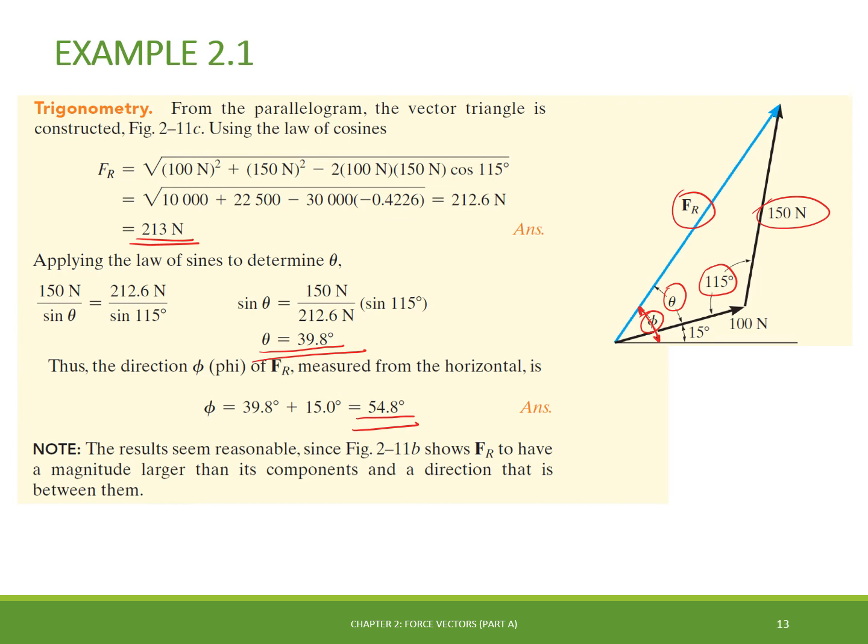We should check if the answers we just got seem reasonable by looking at the triangle figure. The magnitude of the force seems to be reasonable, since it is larger than the magnitudes of F1 and F2. The direction angle phi also looks reasonable, because according to the figure, the value for this angle is expected to be in between the values for the direction angles of F1 and F2 when taken from the same horizontal axis.